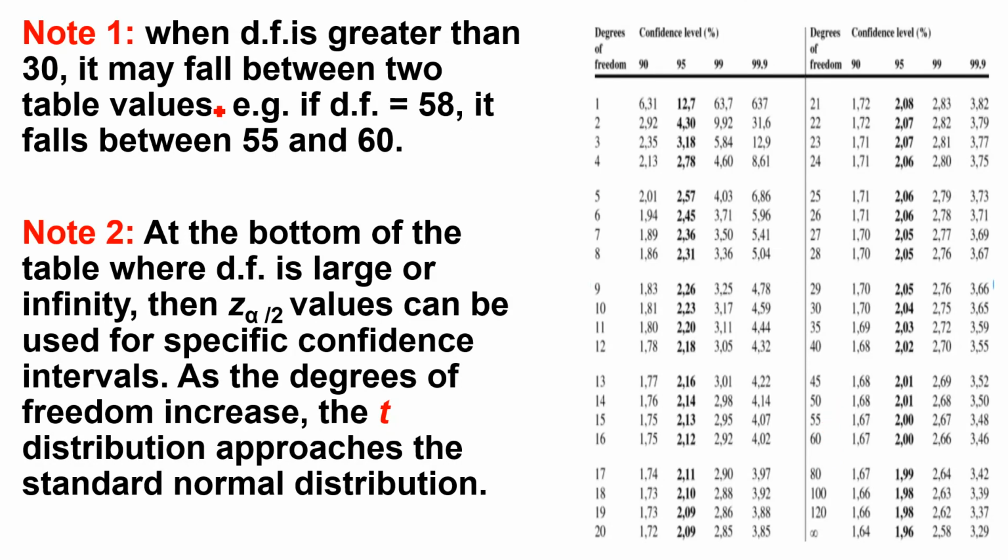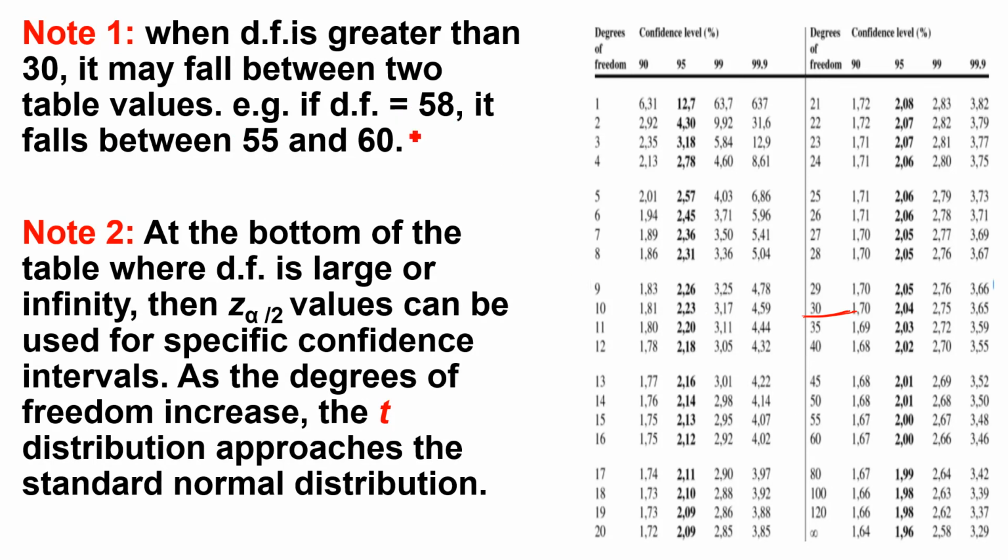So I have written some notes here. When the degrees of freedom is greater than 30, it may fall between two table values. Now what is the meaning of this? See here, when we look at the table, here is 1, 2, 3, 4, and so on. After 30, if we take our sample as 35, 40 or 45, whatever, if it is greater than 30, it may fall between two values.